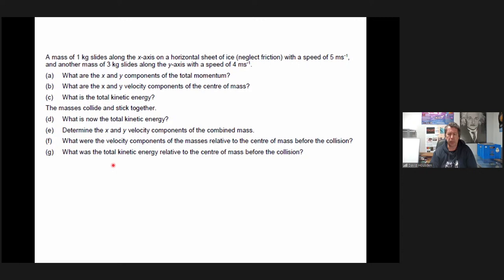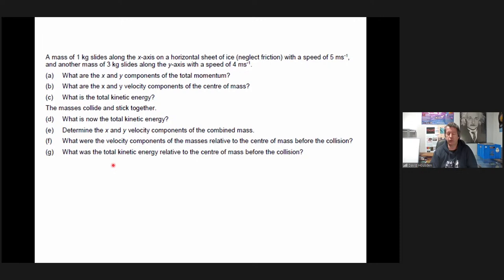No. Because kinetic energy has got velocity in it. It's not invariant. It changes. It depends on the relative motion. So how is kinetic energy useful? Well, there's a very interesting relationship here.